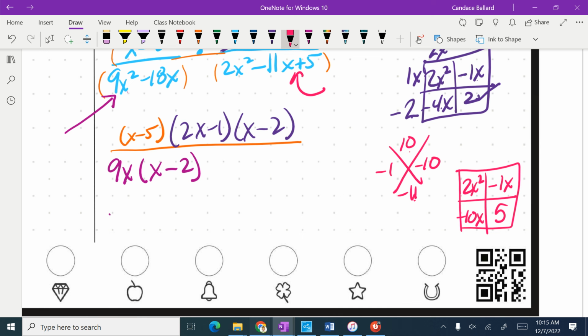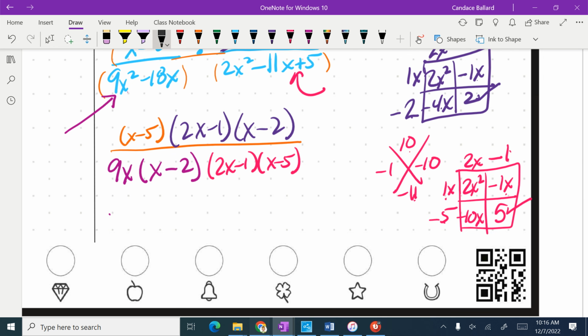All right. I need 2 numbers that multiply to 2. What'd you guys get? 1 and what? 2. It's got to be 1 and 2. Where's my 2 got to go according to my box? On the top. Okay, so I've got 1x there. How many times does 1x divide negative 1x? Good. How many times does 2x divide negative 10x? Good. And then you check it. Negative 5 times negative 1 is 5. So we've got 2x minus 1 times x minus 5.